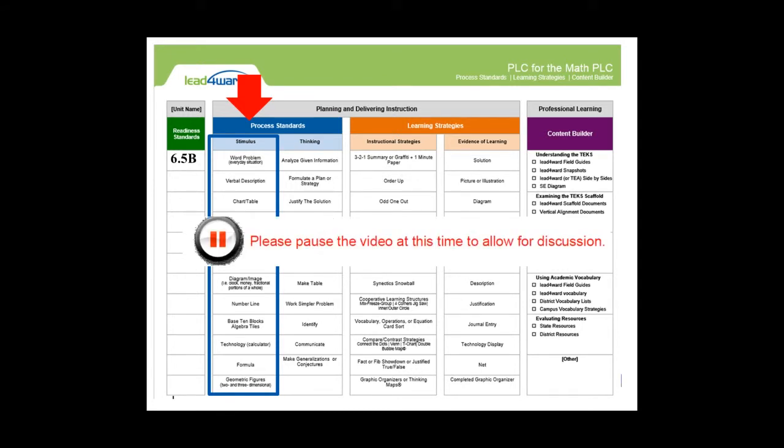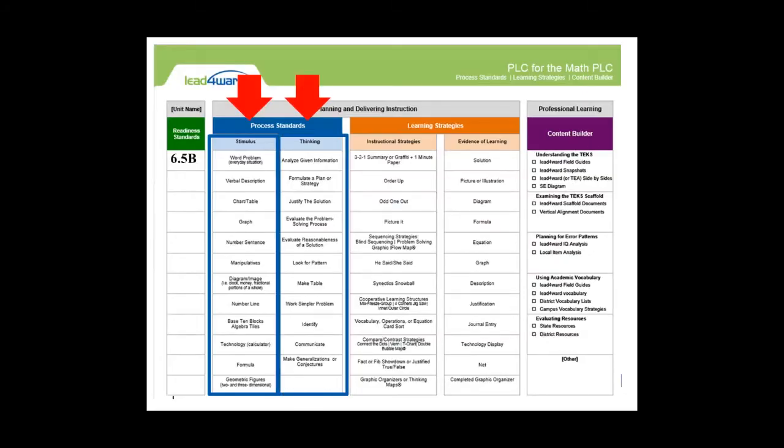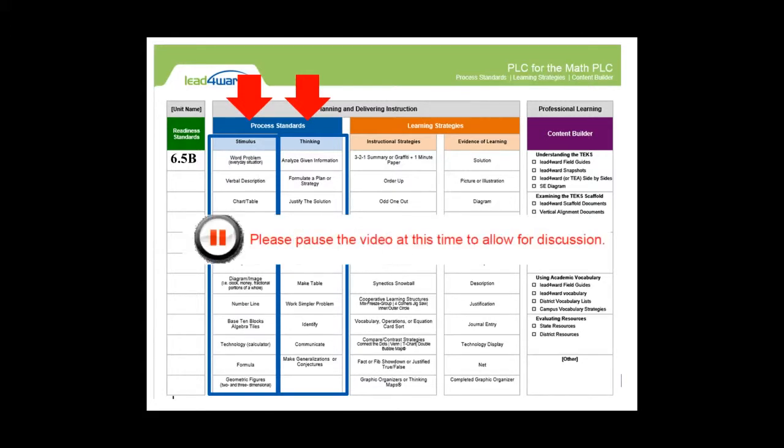Let's review the verbs from the student expectation to indicate the cognitive complexity of the standard by reviewing the 6.5B field guide. Which of the thinking activities will match the rigor of this standard? Now discuss 2 to 5 thinking opportunities for students to demonstrate how they will process the information. This will occur every 8 to 10 minutes during the whole group instruction. Please pause to complete this task.